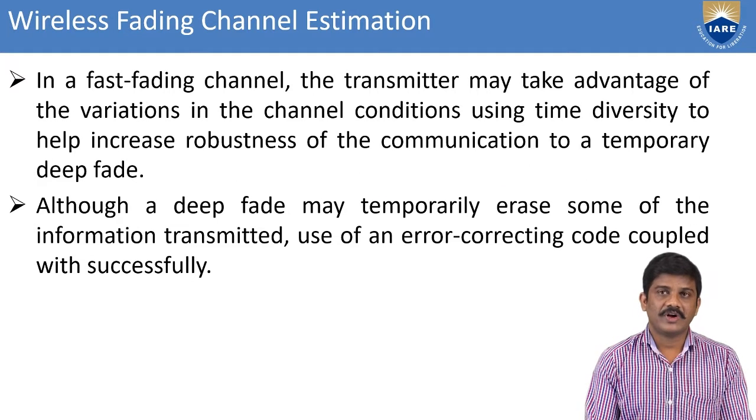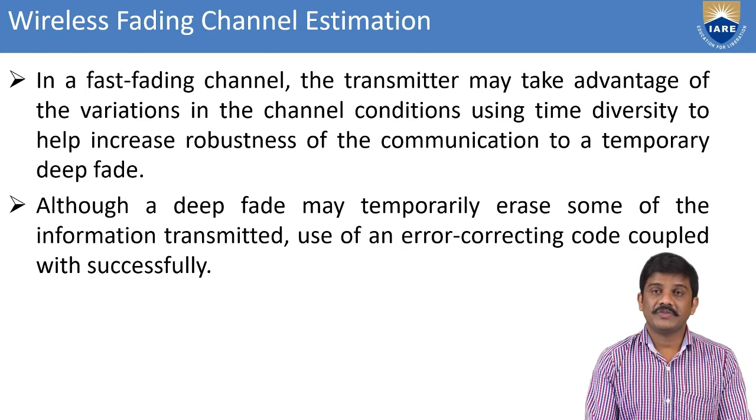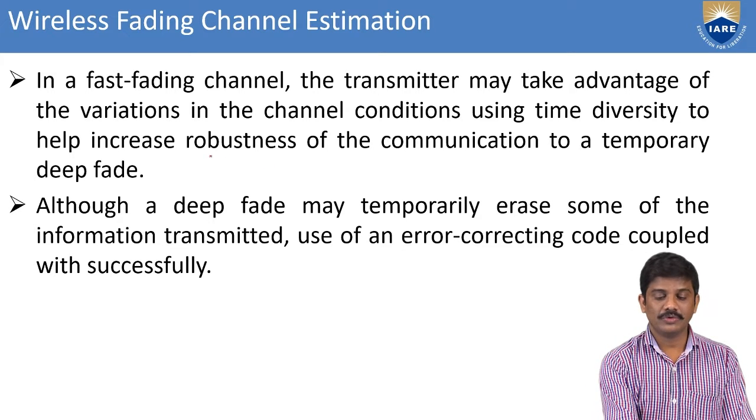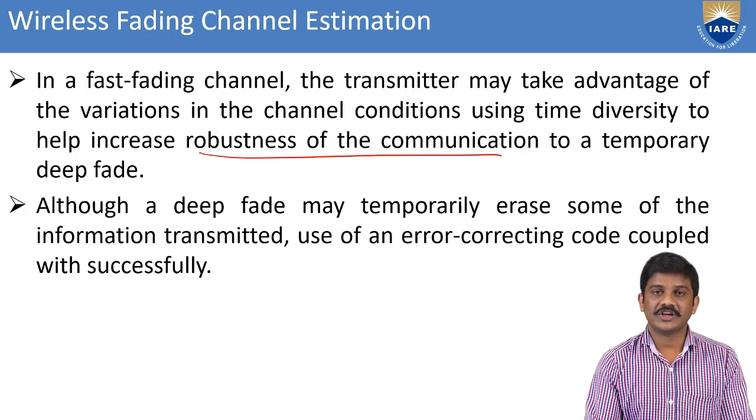Okay, coming to a fast fading channel, the transmitter may take advantage of the variation in the channel conditions using time diversity to help increase good communication during temporary deep fading. Although the deep fading may erase some of the information, the transmitter can use an error correcting code, coupled with interleaving, to recover it successfully.